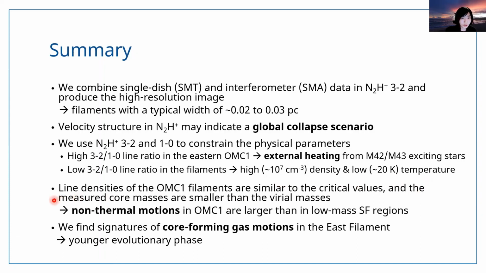And we also find that line densities of OMC1 filaments are similar to the critical values. Also, the core masses are smaller than the virial mass. So all this is showing that non-thermal motions in OMC1 are larger than in typical low mass star forming regions. And finally, we find signatures of core forming gas motions in the east filament, which may be indicating a younger evolutionary phase of this filament.